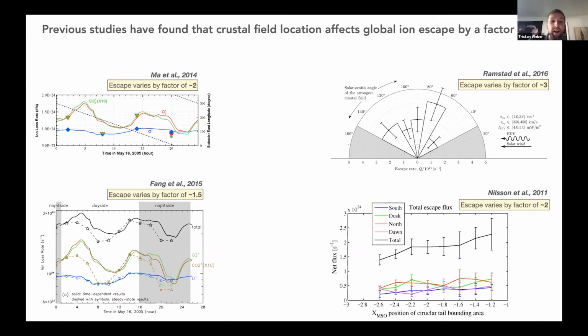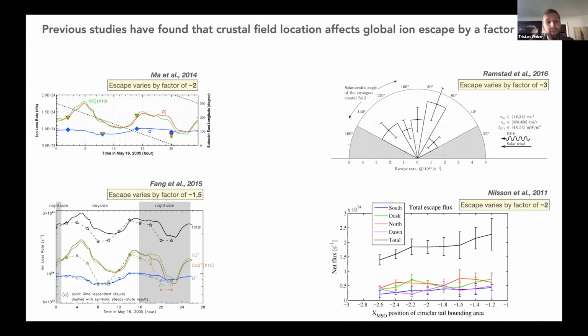One study I wasn't able to put on here was Kaneko Seki had a poster yesterday that I hope everyone got to see, but the results from that poster were also in the same ballpark of about a factor of 2 difference, a factor of 2 effect from the crustal fields.